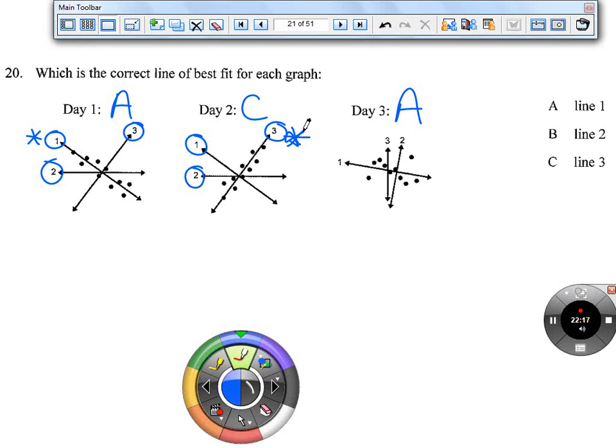And then these are all, they're not great, 1, 2, or 3. But the one that at least does the best job of modeling the data would be this one, line 1. So I don't know if I like the way that question's set up, but that's how you work it.